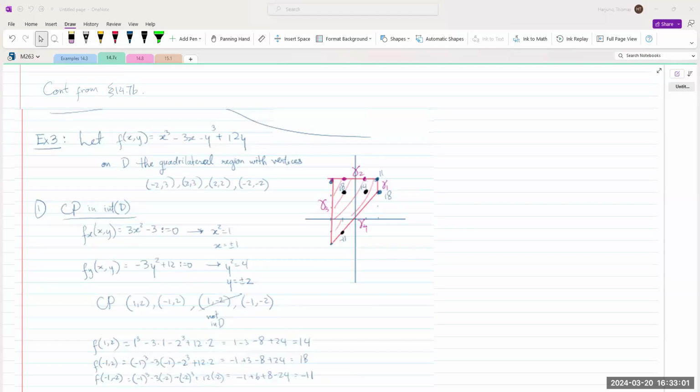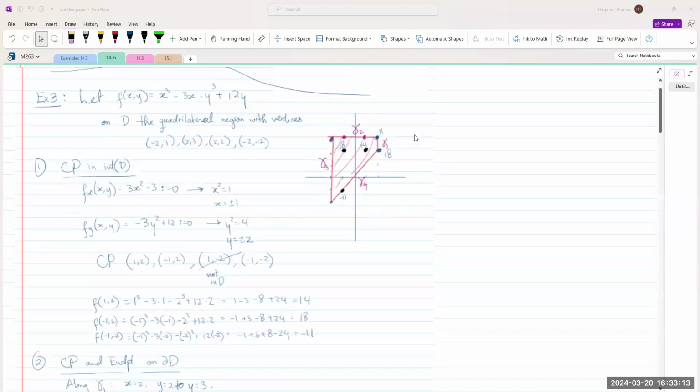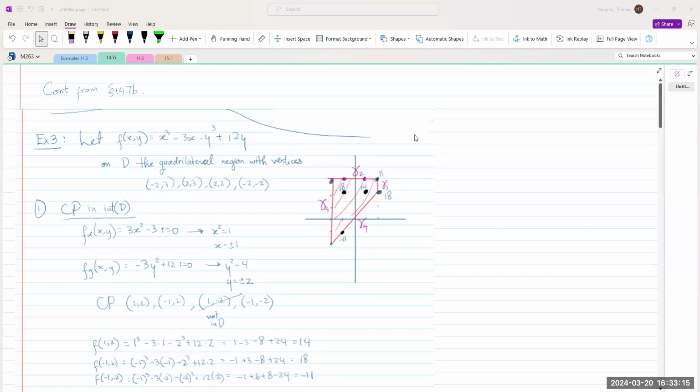Okay, let's start again. Last time I did not finish my last example, example 3 in 14.7, right? So let me finish it up. It's just a bit more, but at the same time I want to show you how complicated it can be. Give me a second.